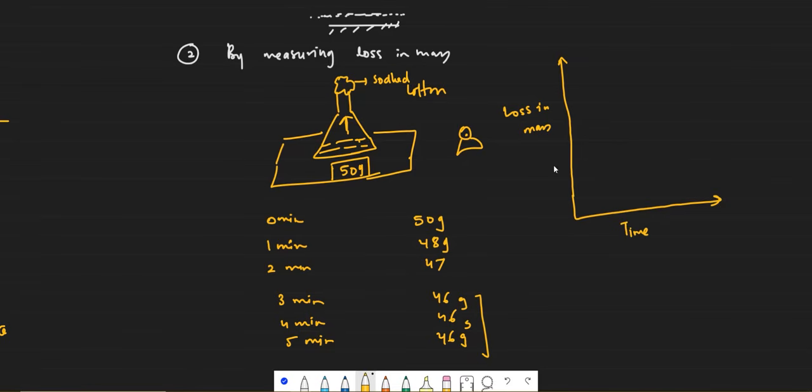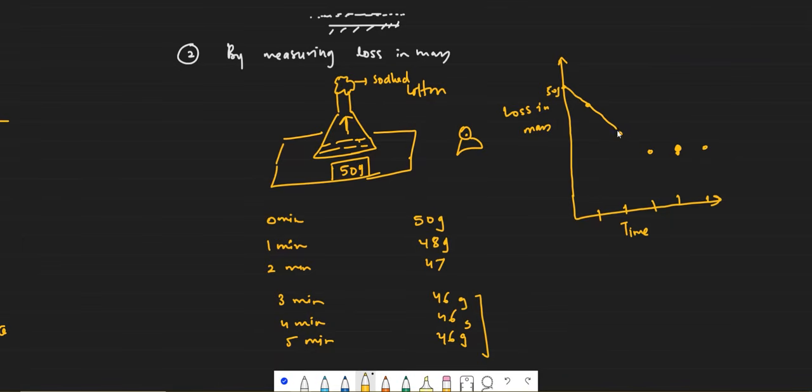So at 0 minutes the mass was 50 grams. After 1 minute the mass reduced to 48. After 2 minutes the mass reduced to 47. After 3 minutes the mass reduced to 46. After 4 minutes the mass remained at 46. After 8 minutes the mass remained at 46.